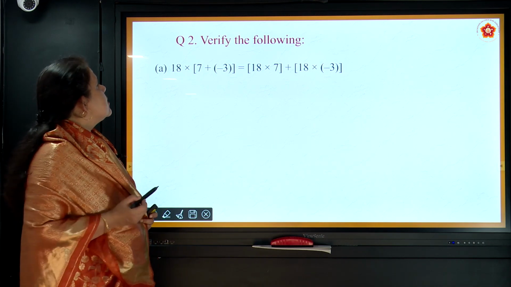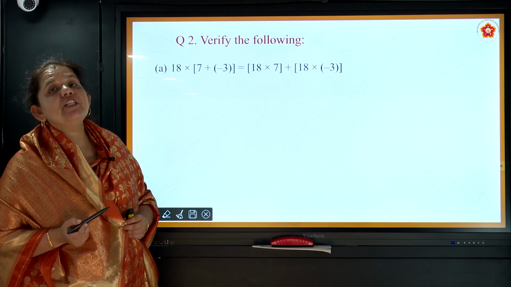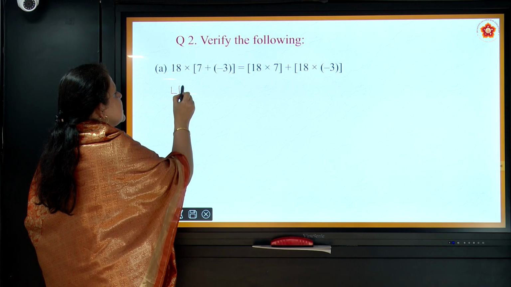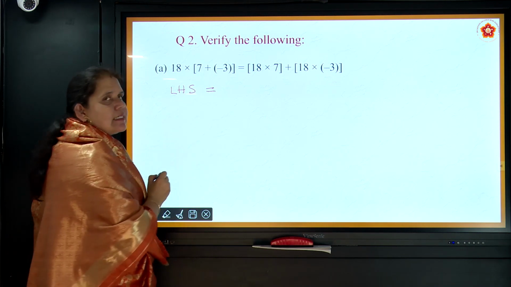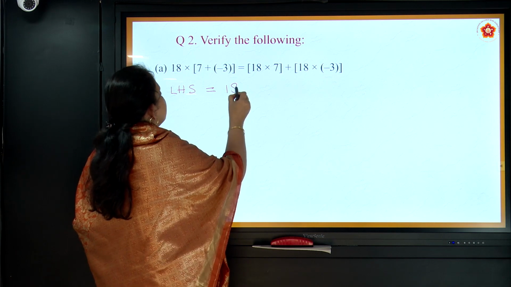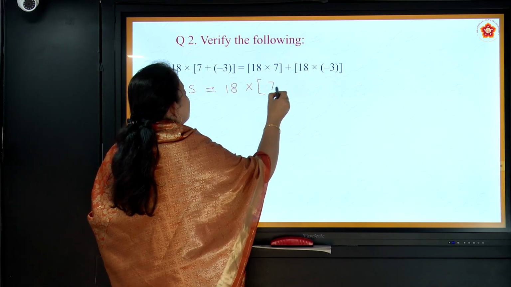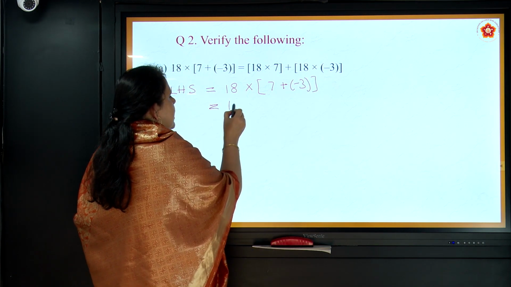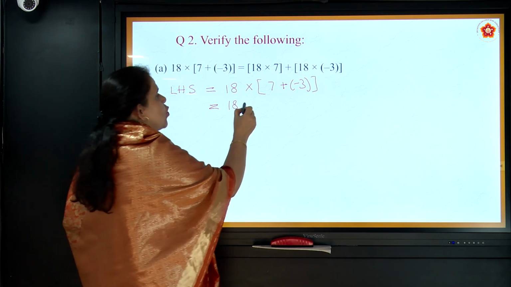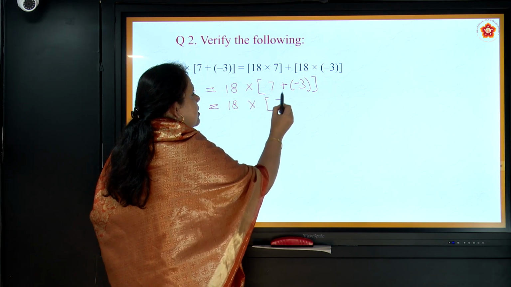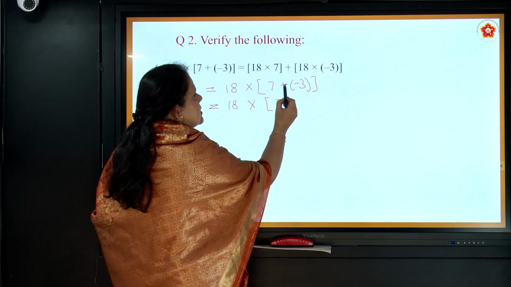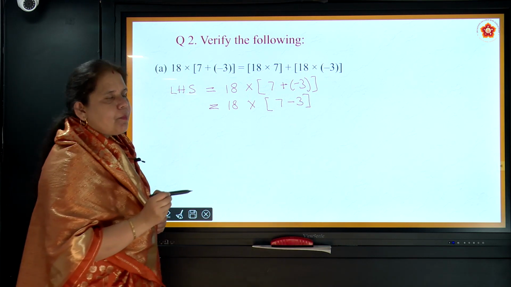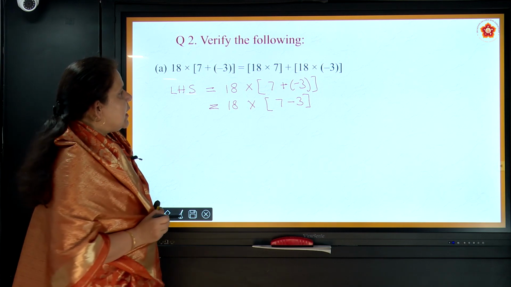This question is an example of distributive property. Whenever you have these kind of questions, please take the left hand side and right hand side separately. Here you have to solve what is there in the bracket first. 18 we are not going to touch. First we have to solve what is there in the bracket. One is plus, other is minus, and when we open it up, plus minus is minus, so it will be 7 minus 3.